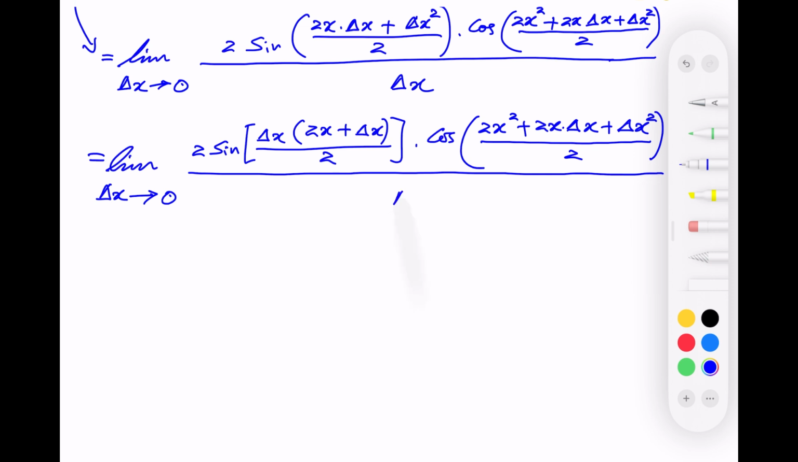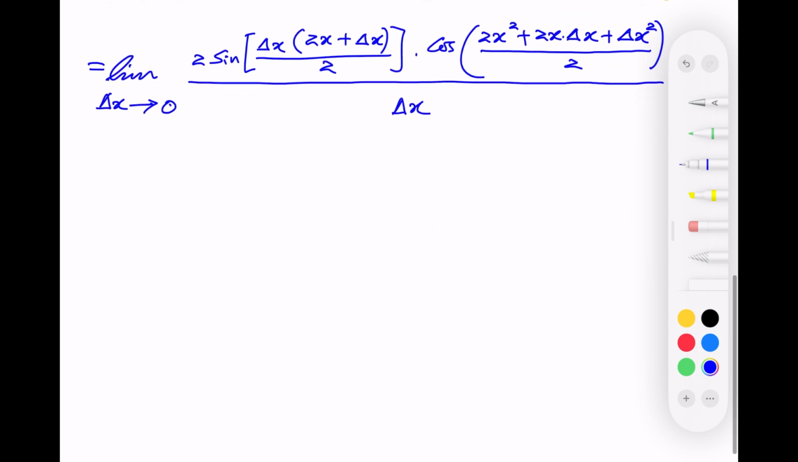In the bottom, I have a delta x term. Now I need to do some further modifications and apply a result from trig limits. The result from trig limits that I need is limit as u approaches 0, sine u over u equals 1. Please note that when you apply this result, whatever the figure right here should be the exact same figure in the denominator, and that figure should go to 0.